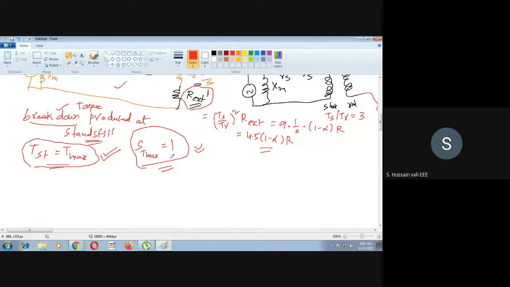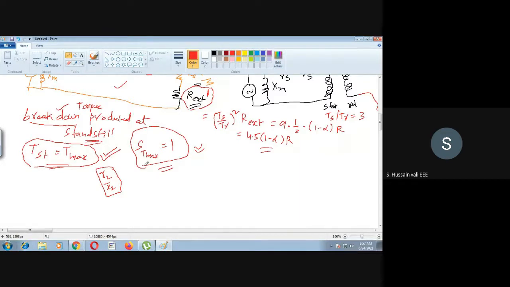So how does that matter to us? What is the condition for S? If you recall, in case of the rotor side, we got this equation R2 by X2. At this value of S we will get the maximum torque. This we know already.